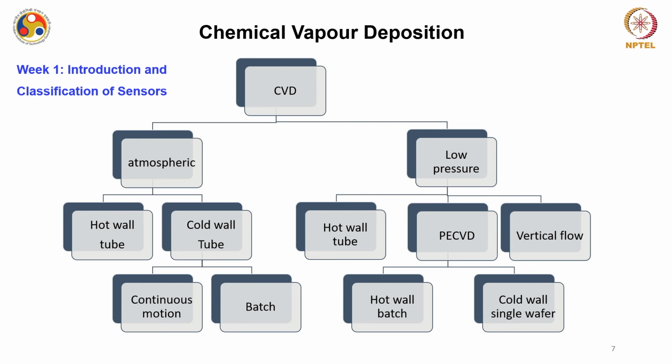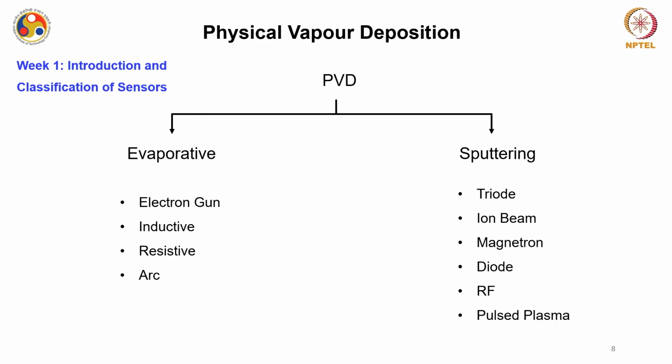Similarly, we have seen PECVD, vertical flow, hot wall batch, and cold wall single wafer, different kinds of CVDs, and another kind of CVD that we mentioned was MOCVD. In PVD, we saw different deposition techniques, including the evaporative techniques and sputtering based devices.